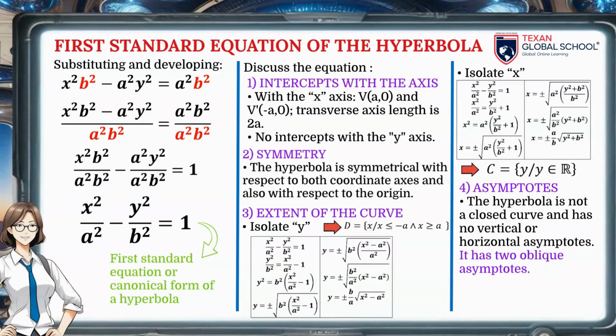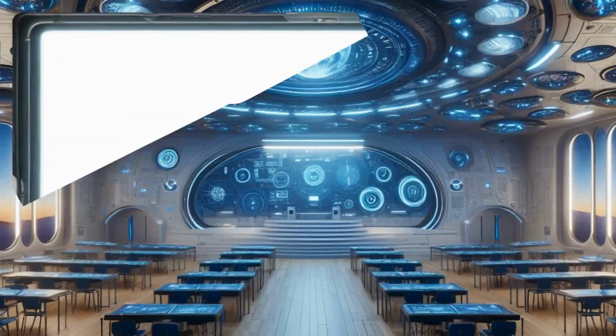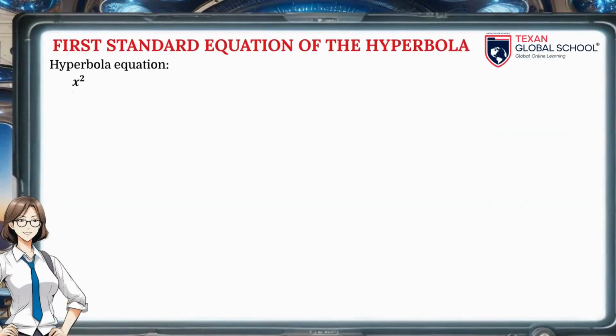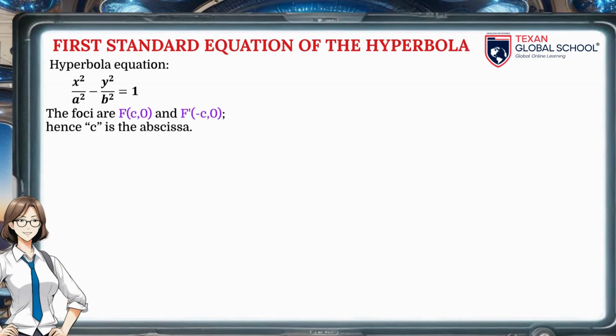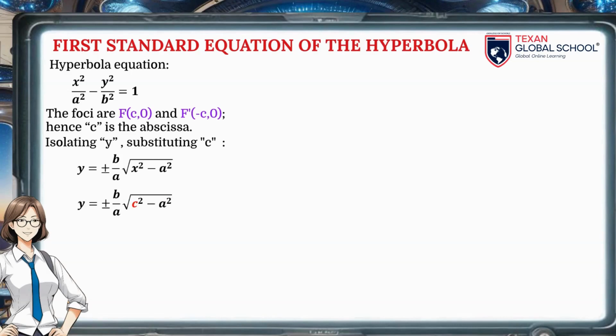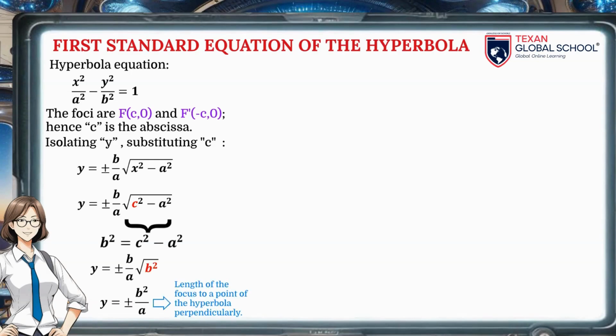It has no vertical or horizontal asymptotes, but it has two oblique asymptotes. Using again the first standard equation of a hyperbola, from its foci, c is the abscissa. If we use the equation of the hyperbola, with the y isolated, to obtain the value of the ordinate, let us replace c with x. And using the previous relationship between a, b, and c, the ordinate is b squared over a. This value is the length of the ordinate or focus to a point of the hyperbola perpendicularly. Therefore, the length of the latus rectum will be twice that distance, as shown on the board.